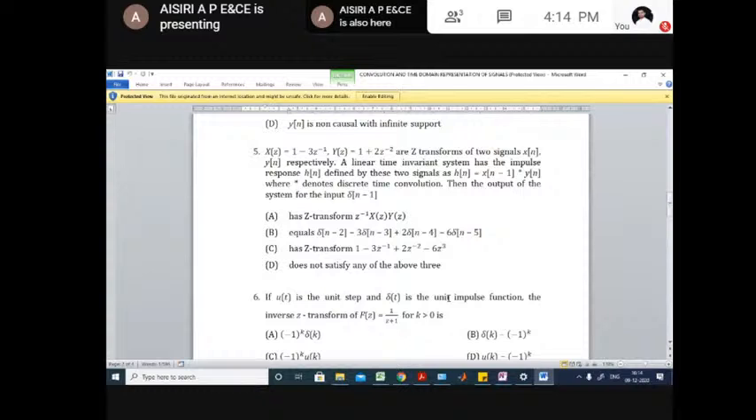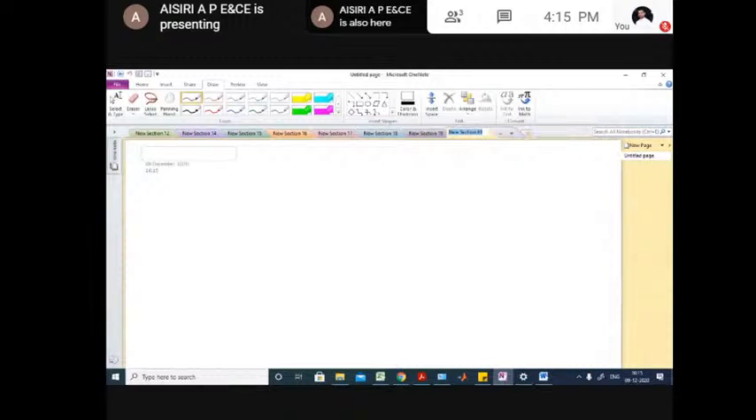Then the output of the system for the input delta of n minus 1 would be, so you have four options. So it is given like, we have X of z, that is 1 minus 3 into z to the power minus 1, and then Y of z, which is equal to 1 plus 2 into z to the power of minus 2.